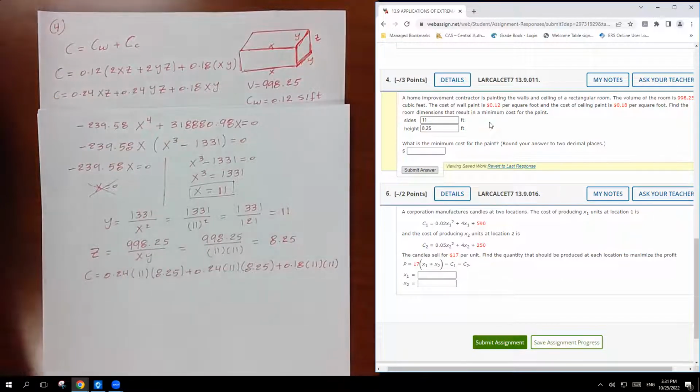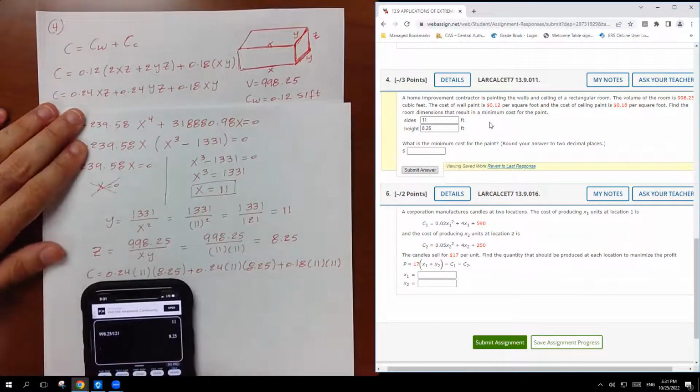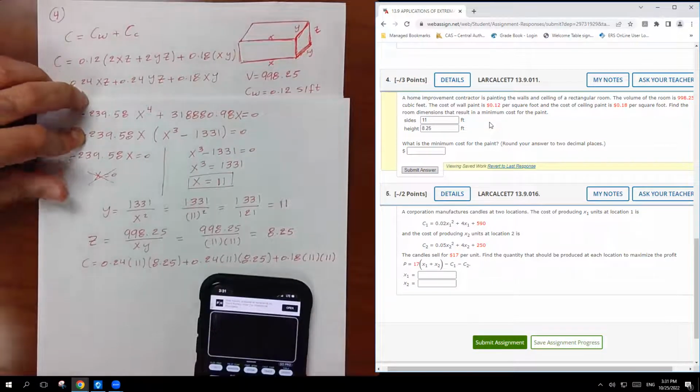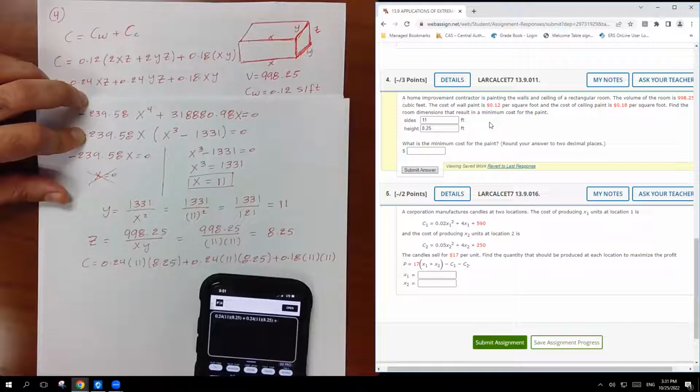Now let's plug in everything here. That means it's going to be 0.24 times 11 times 8.25, plus 0.24 times 11 times 8.25, plus 0.18 times 11 times 11. It's going to be 65.34.